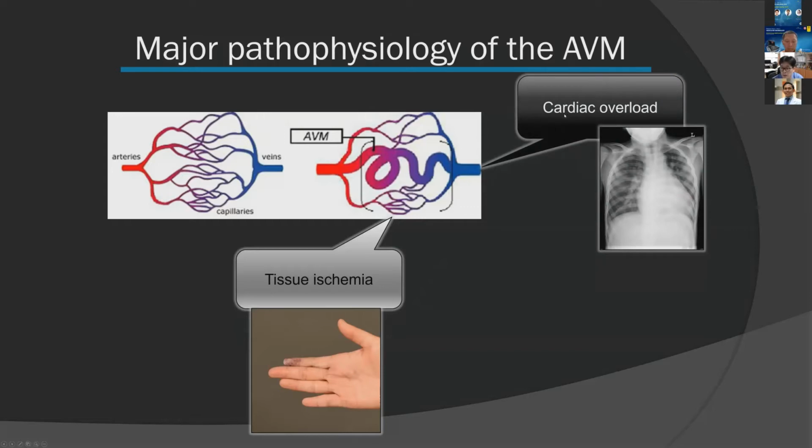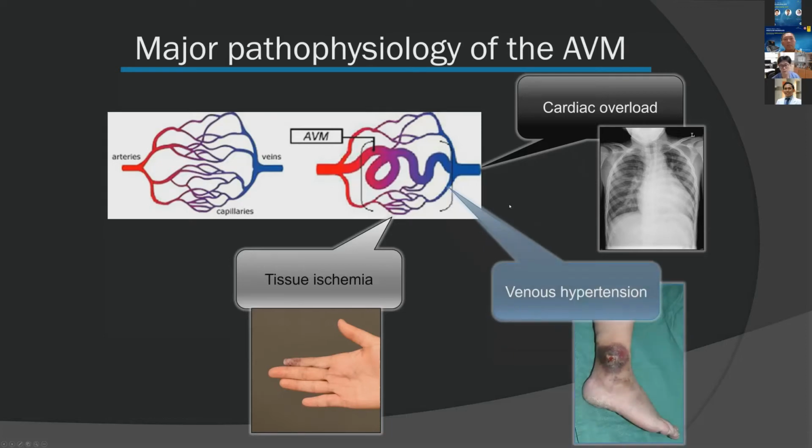And cardiac overload is a very simple concept. Through the enlarged AV shunt, most of the blood goes to the venous side, and entire body blood volume will be increased, and it can make a cardiac overload and even cardiac failure.